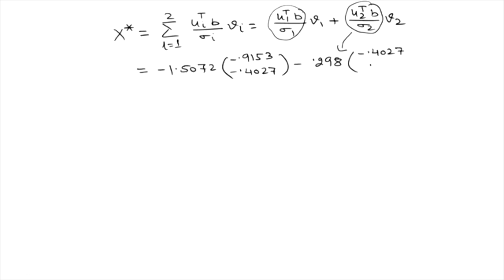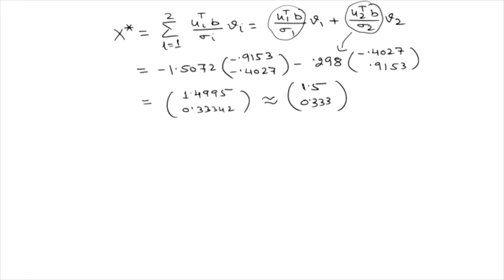and then 0.9153. So, if I do it, it comes out to be 1.4995 and then 0.33342, which is the same as 1.5 and 0.333, which we obtained earlier, which we obtained already with x equals to A plus into b. Hence, the claim is verified.